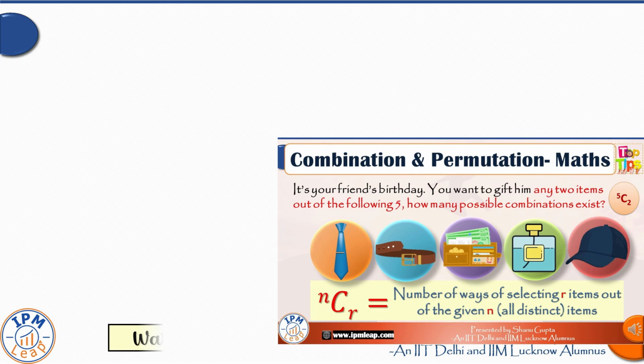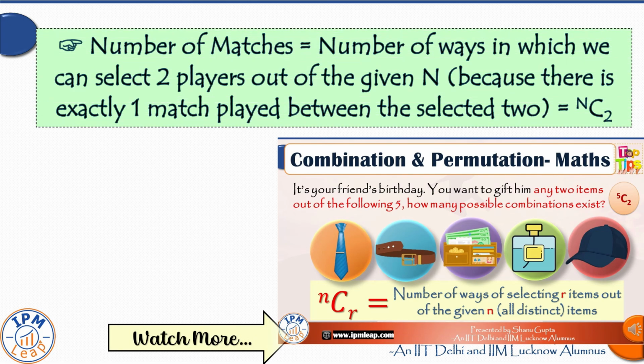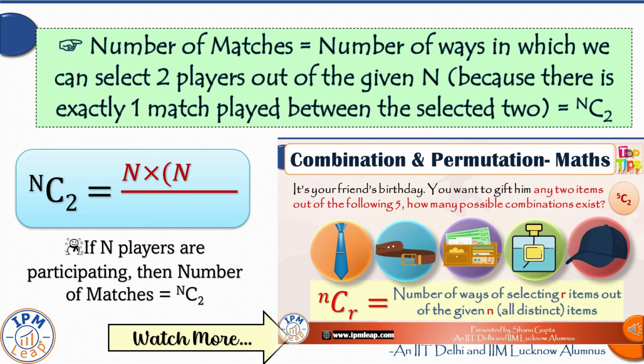Now comes the important part. If we assume the number of players as n, then number of matches is simply equal to the number of ways in which we can select two players out of the given n, because there is exactly one match played between the selected two. In short, if n players are participating, then the number of matches is simply equal to nC2, choosing 2 out of n. And to calculate nC2, we have a very handy formula. nC2 is equal to n into n minus 1 upon 2.